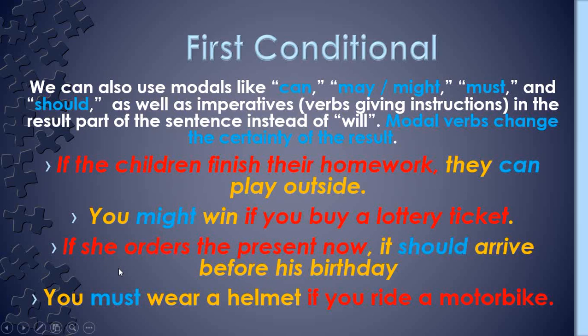If she orders the present now, it should arrive before his birthday. This is something that we expect to happen, okay? That we expect to happen in a specific time. So if this is the condition, if she orders the present now, this could be the result. It's not sure. There's a probability. That's what we expect as normal.